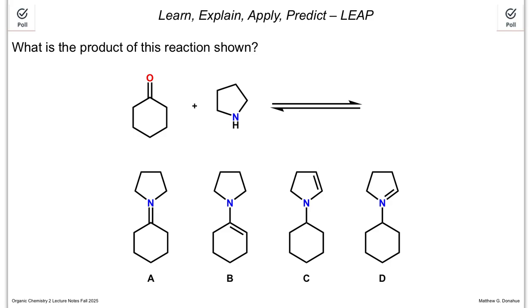So we have this ketone. We have this secondary amine. What do you think the product is? So yeah, B is the correct product.